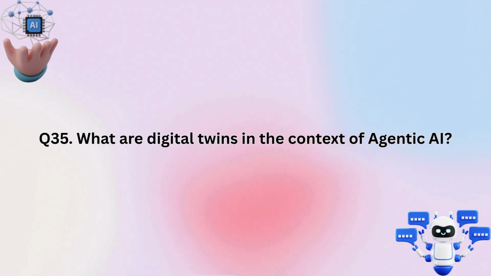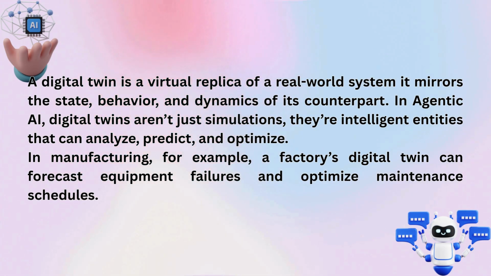What are digital twins in the context of agentic AI? A digital twin is a virtual replica of a real-world system. It mirrors the state, behavior, and dynamics of its counterpart. In agentic AI, digital twins aren't just simulations. They're intelligent entities that can analyze, predict, and optimize.